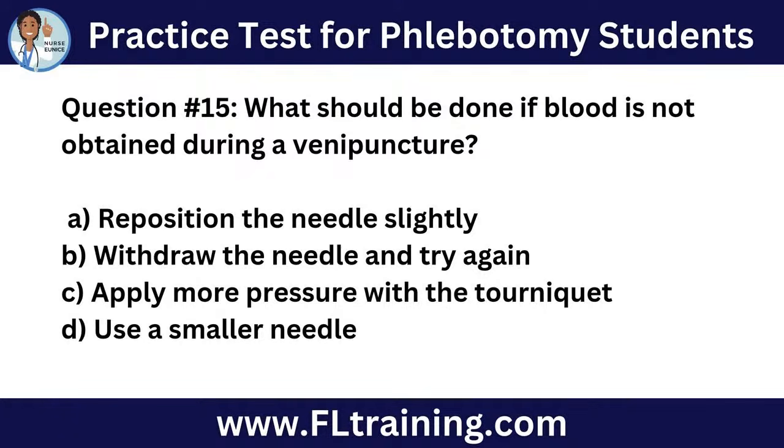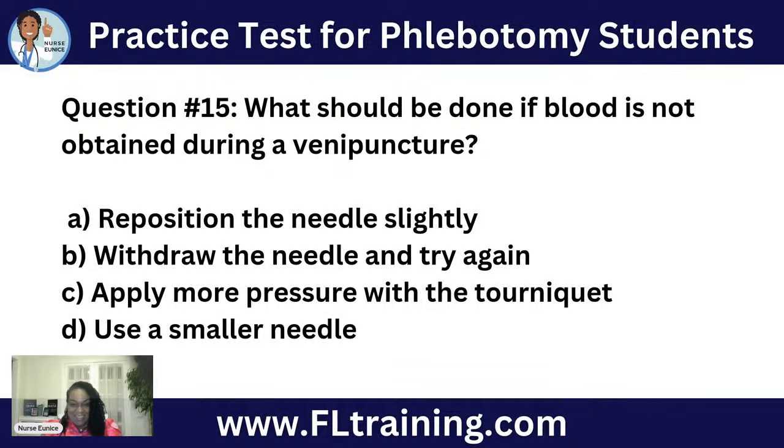Question 15, what should be done if blood is not obtained during a venipuncture? You gave it your best stick, you're in there, you thought you had it, you don't get any blood. What do you do? A, reposition the needle slightly, B, withdraw the needle and try again, C, apply more pressure with the tourniquet, or D, use a smaller needle? What do we do, team? I have A's, I have B's, I have some D's.